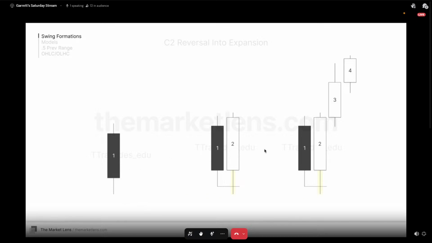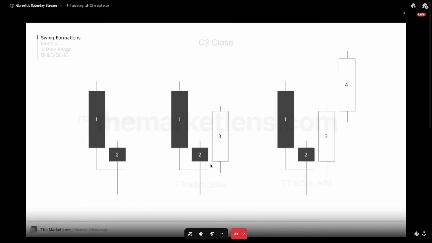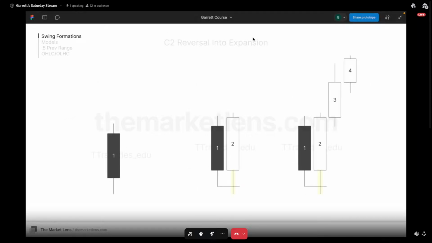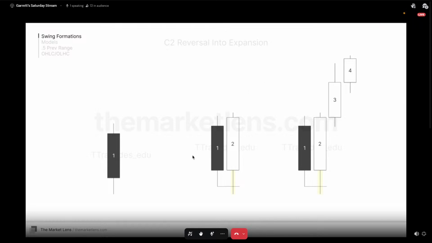So candle 2 reversal. So we just went over, obviously, candle 2 close swing formation. This is a candle 3 close swing formation. Now we're in candle 2 reversal into expansion, as you see highlighted up here. So this is when candle 2 hits a key level but doesn't reverse. So this is when we can anticipate reversal off of candle 1's low, ideally. And the signature for this is when we have a small wick, right? Price can reverse into expansion, right?